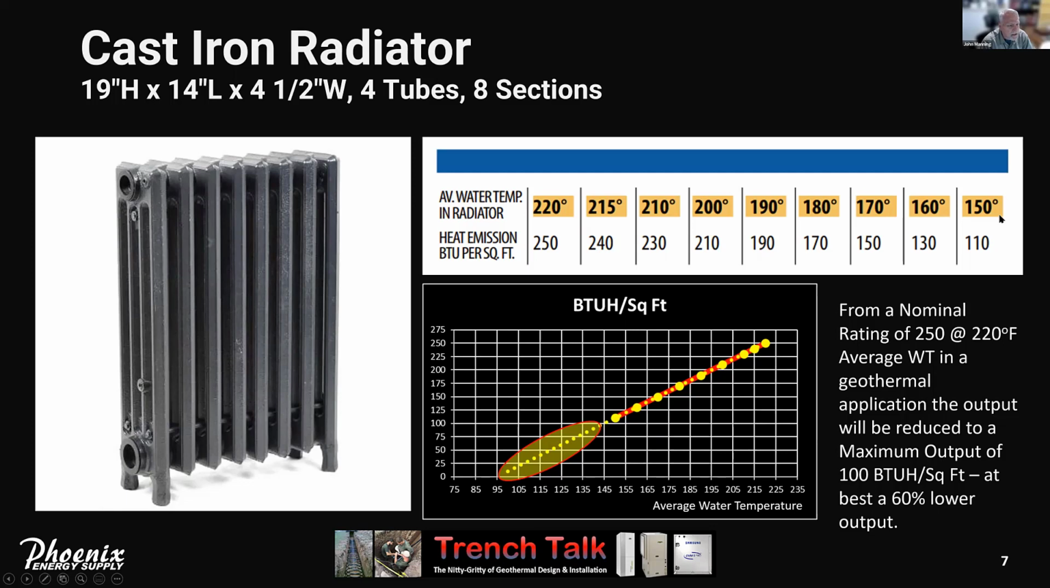And this radiator has been rated at all these different average water temperatures. And when you get down to, let's say, 125 degrees, 135 degrees, in this range, we're looking at 100 BTUs per square foot. In other words, we're going to lose at least 60%. And if we want a real efficient system, we're going to lose about 80%. That radiator, simply for a high efficiency hydronic system, is simply not a good choice.